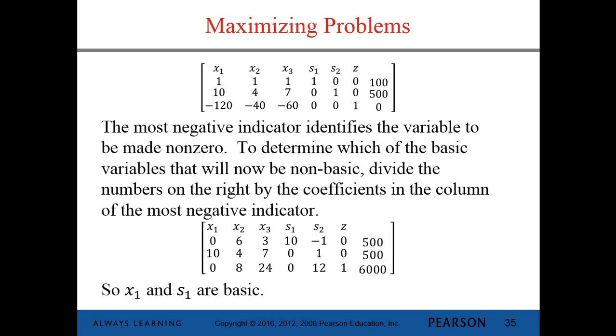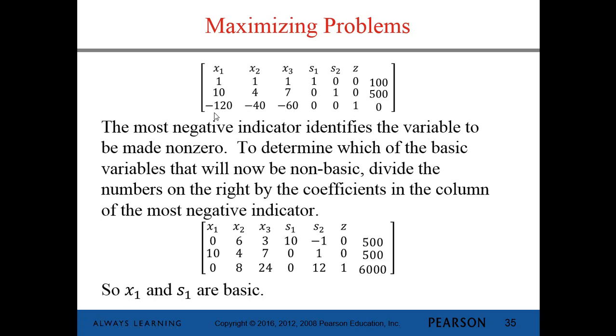Okay, so when we divide both of these by the coefficients, what do we get? We get 500 divided by 10, which is 50. We get 100 divided by 1, which is 100. Well, which one is smaller? The one that's smaller is the one that we're going to use as our pivot. So in this case, the 10 is going to be our pivot. So now we're going to eliminate all the rest of these numbers in the column by using elementary row operations.